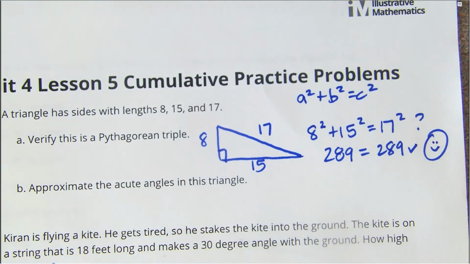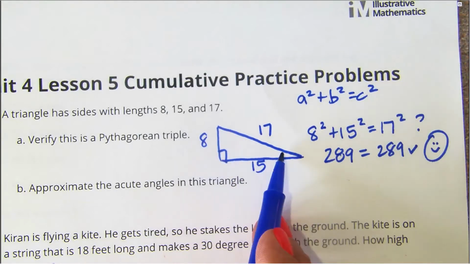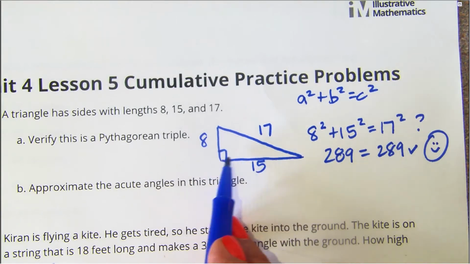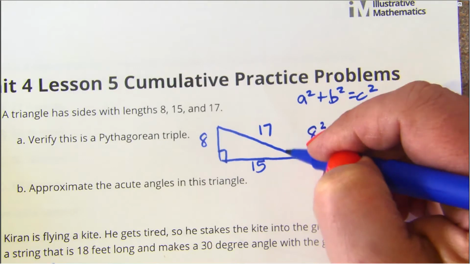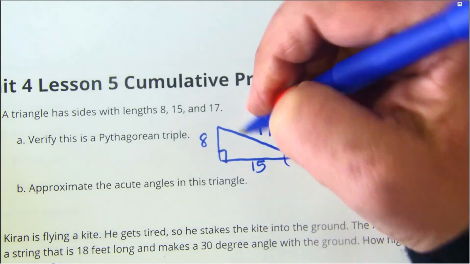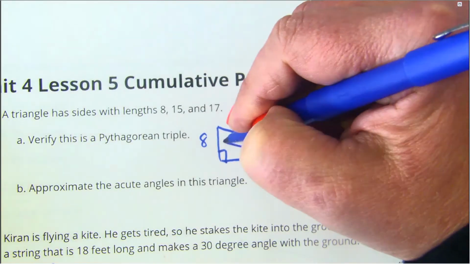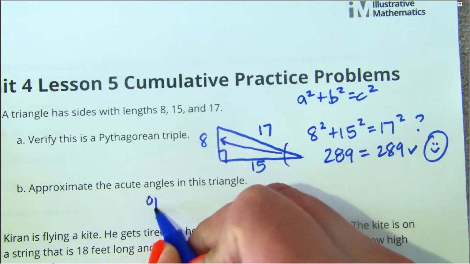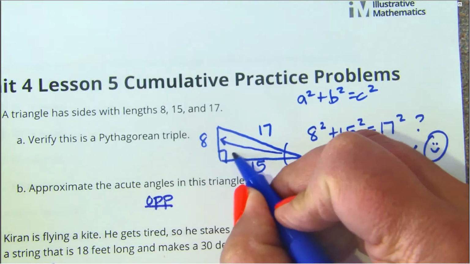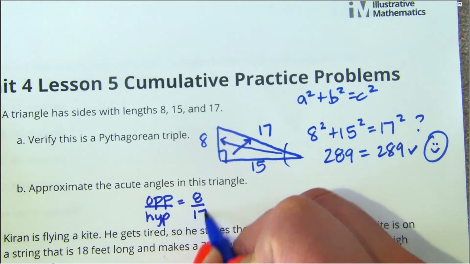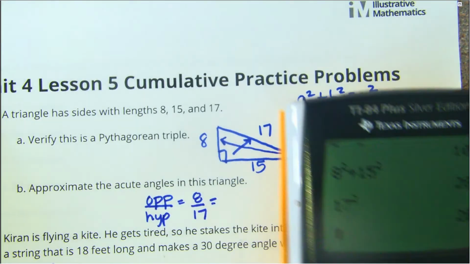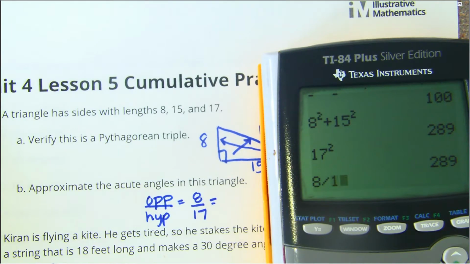Approximate the acute angles in this triangle. So I know these two have to add up to 90, right? Because there's 90 already taken up there. And now we've been talking about ratios. So let me just pick this angle right here, and I'm going to do the opposite, which is 8, over the hypotenuse, which is 17. I'm going to type that into my calculator and see what I get. What's 8 divided by 17?